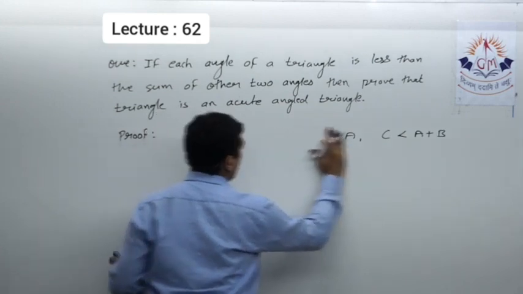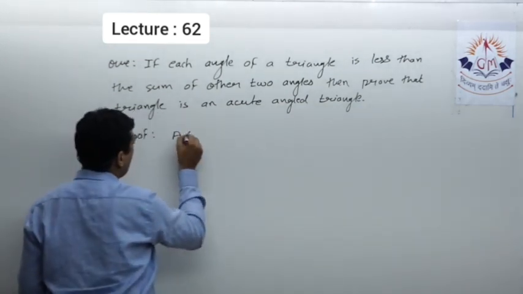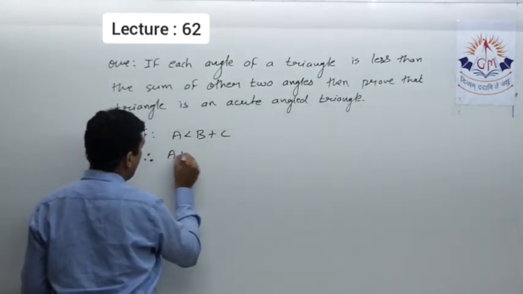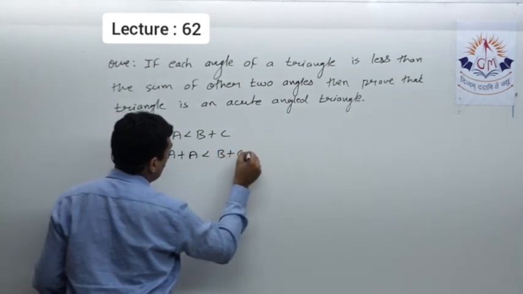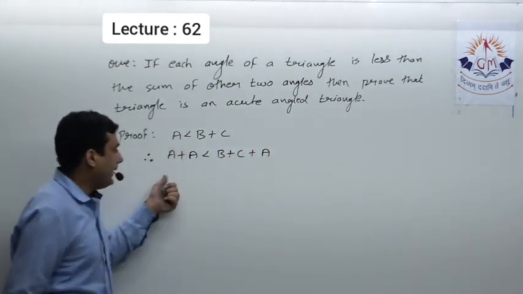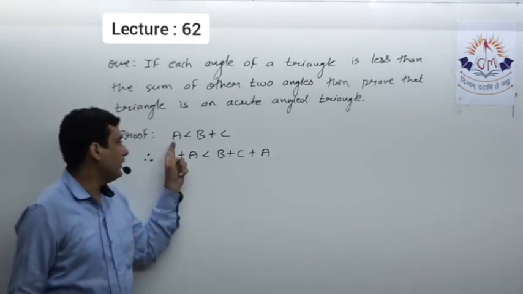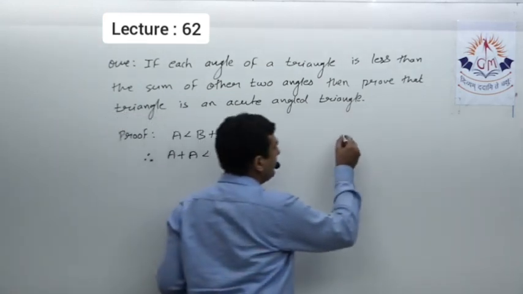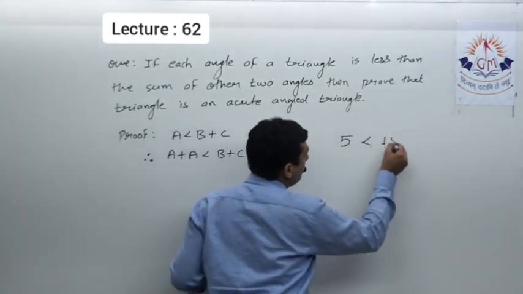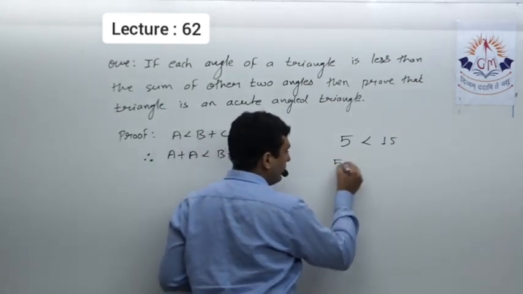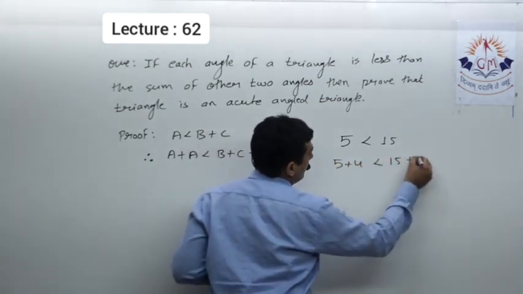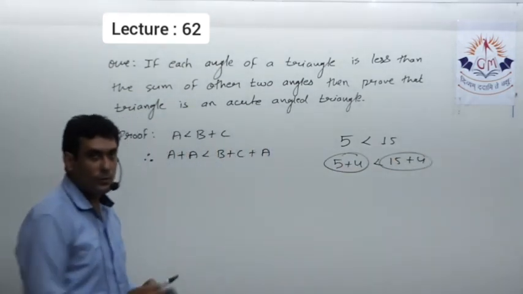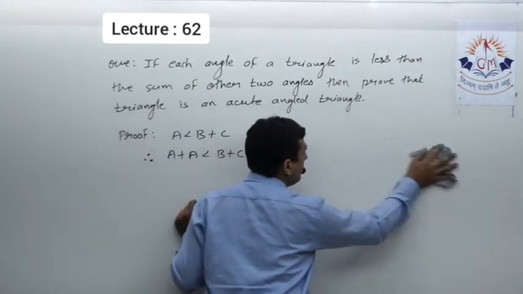Okay, A is less than B plus C. So A plus A is less than B plus C plus A. What did I do? I added A on both sides, on the left hand side as well as on the right hand side. So this inequality remains the same. Understand it in this way: if 5 is less than 15 and I add a positive quantity on both sides, it will remain the same. 9 will definitely be less than 19. So by adding a positive quantity on both sides, the inequality remains the same.